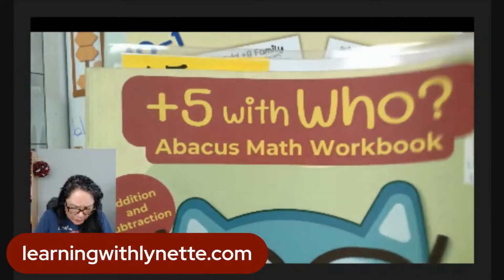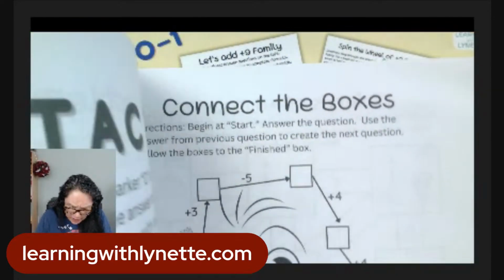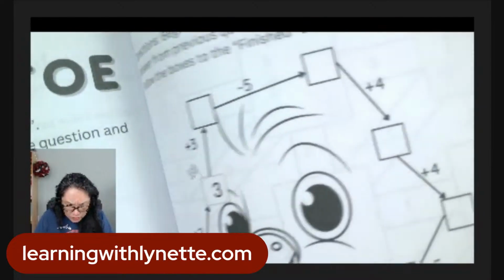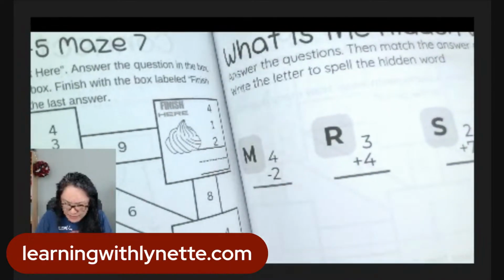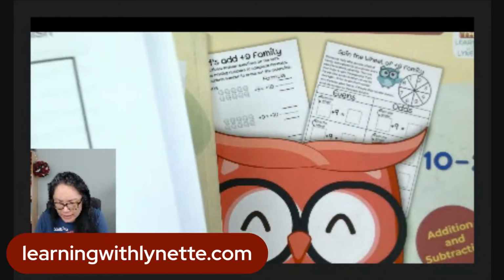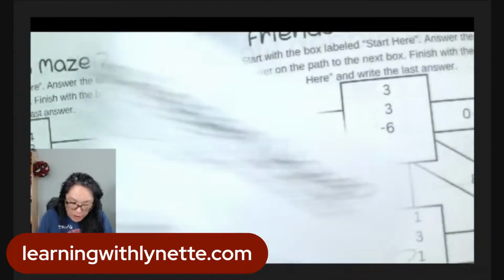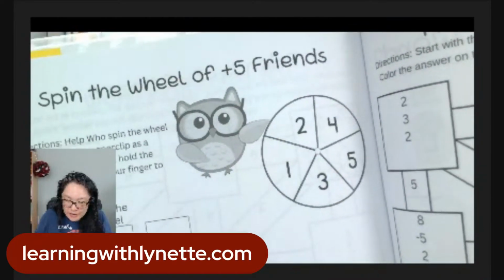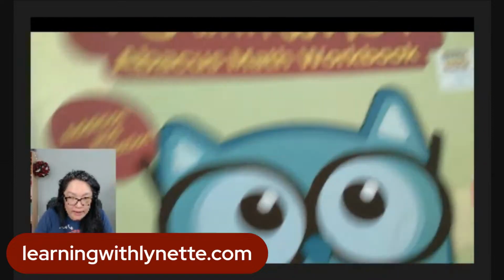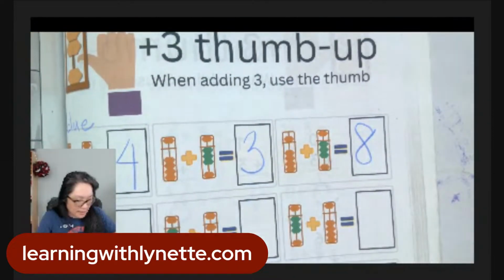It's going to be a lot of activities like tic tac toe. I added a lot of mazes, hidden words, word problems, and spin the wheel, and I just got to format it nicely so that it'll be great.